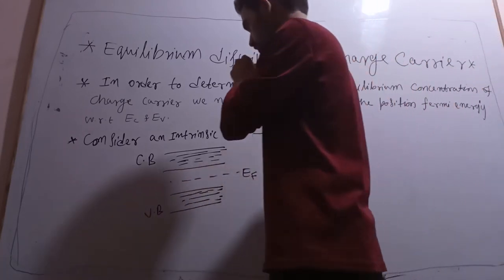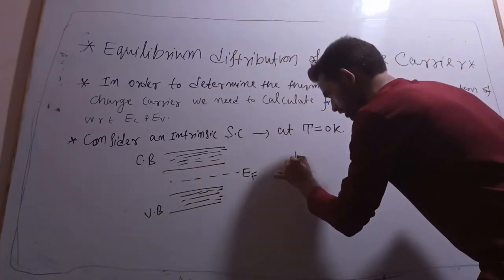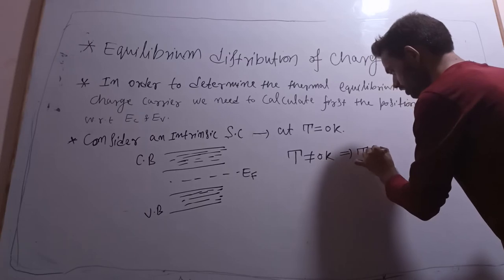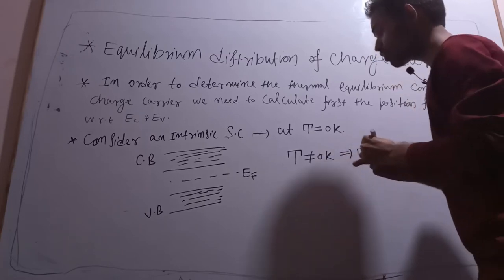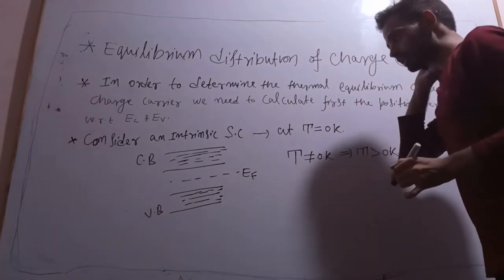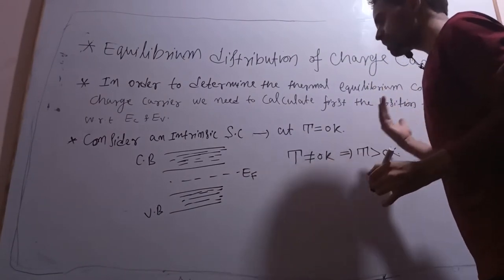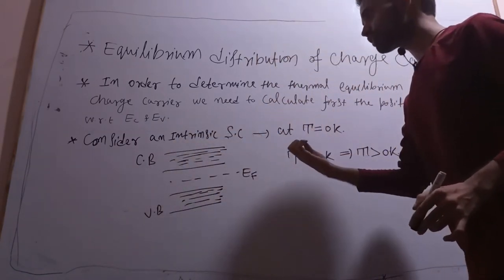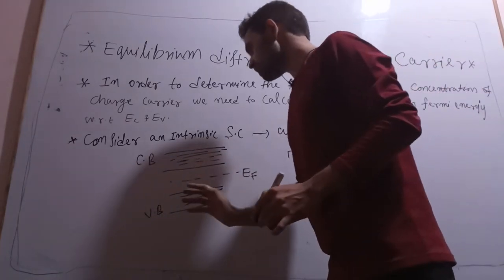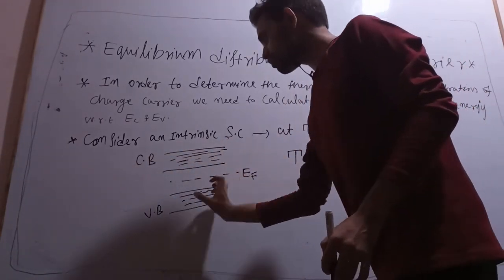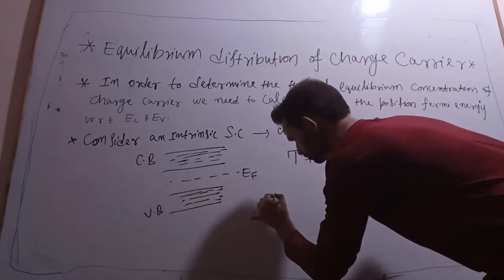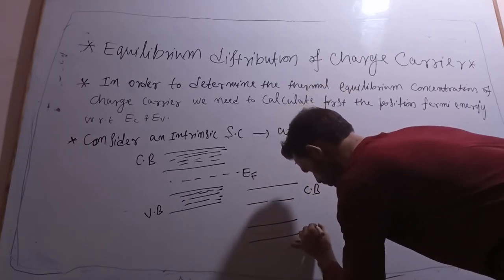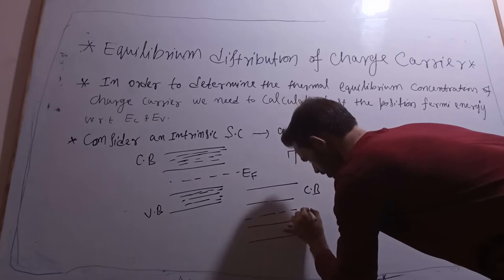Now see here, when the temperature is not equal to 0 Kelvin, that means we are increasing the temperature above 0 Kelvin. What happens in this case? In the valence band, the electrons gain thermal energy. This is my conduction band, and this is my valence band, and somewhere here there is a Fermi energy level.